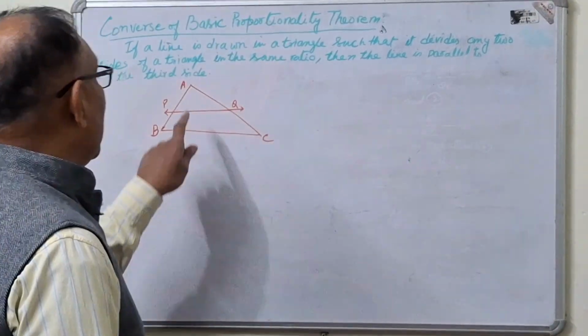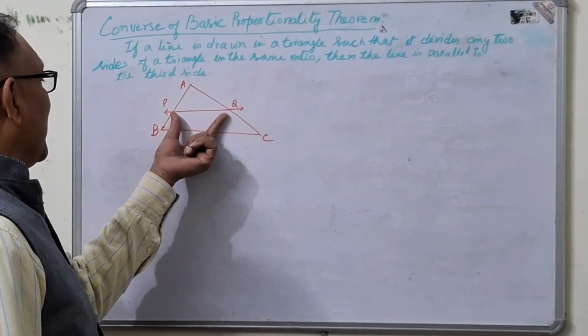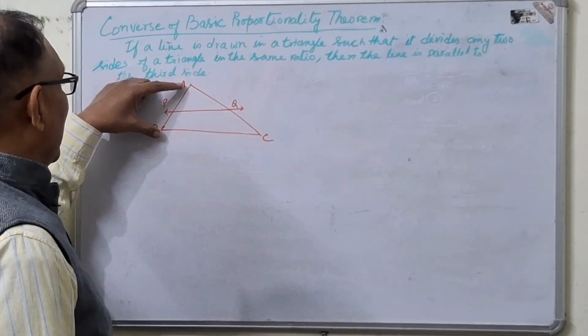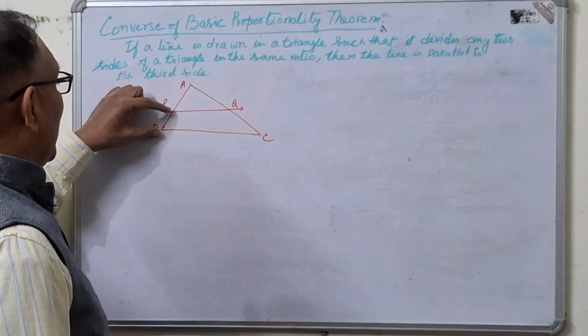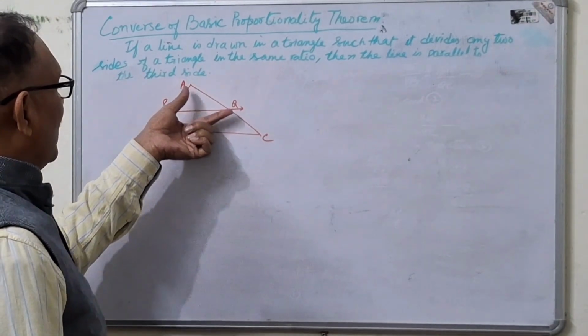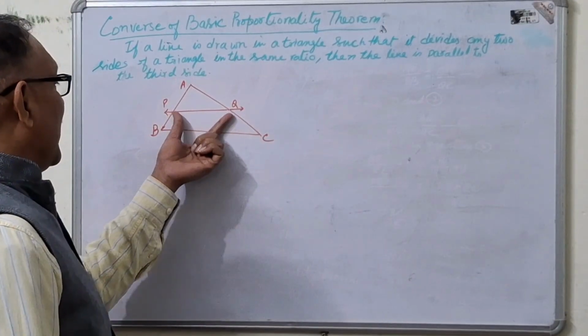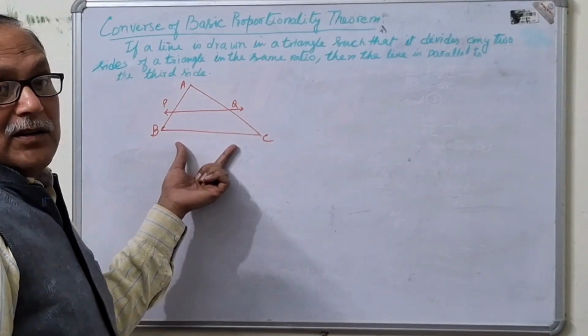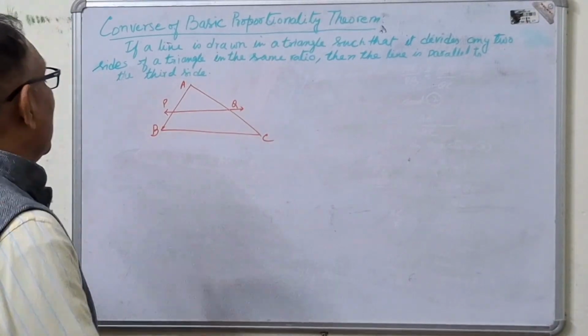Now suppose that ABC is a triangle in which line segment PQ divides sides AB and AC such that AP upon PB equals AQ upon QC. In that situation, the line PQ must be parallel to line BC.